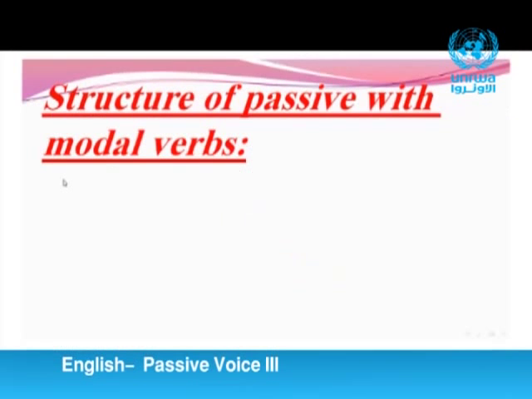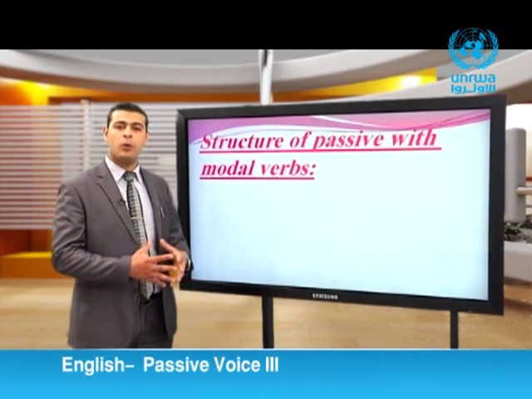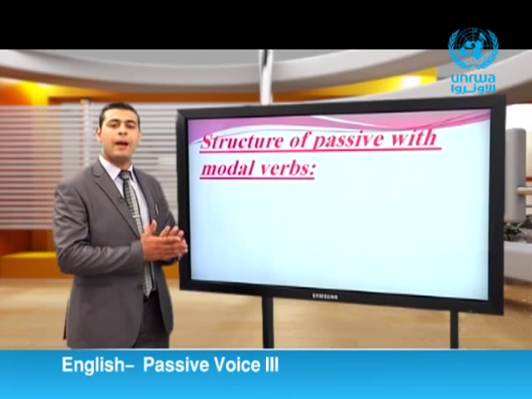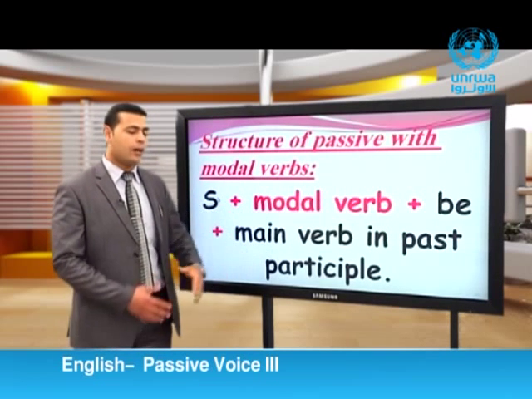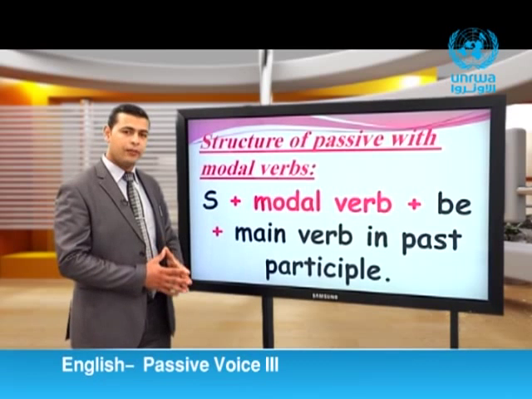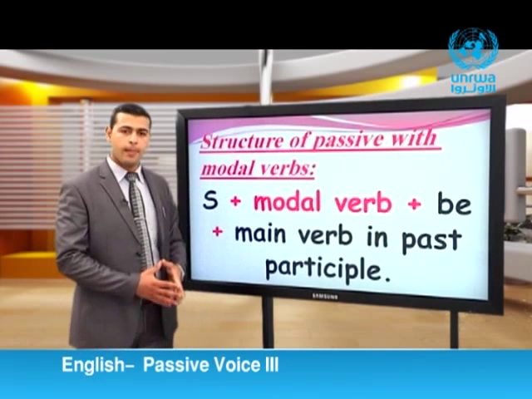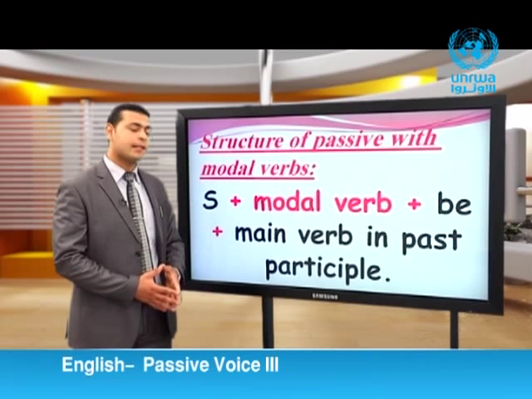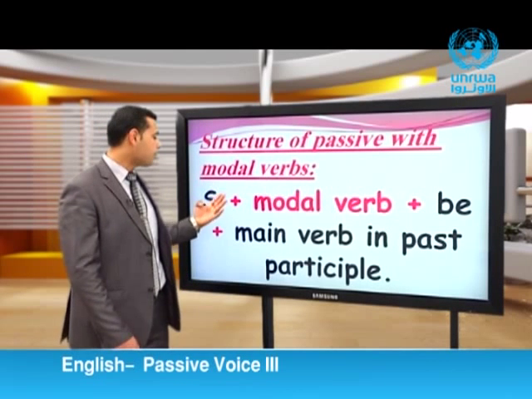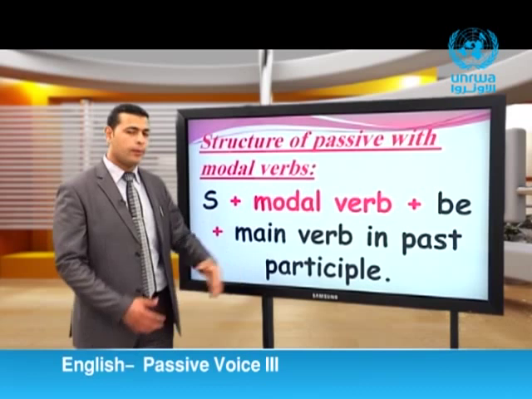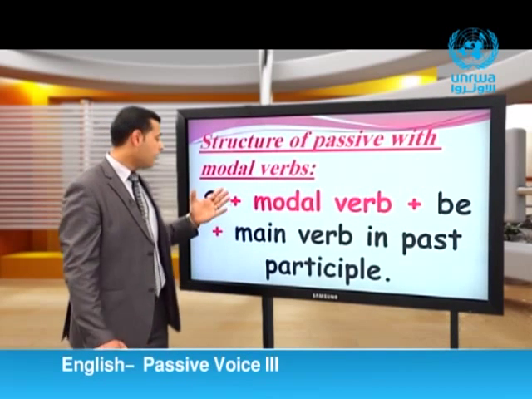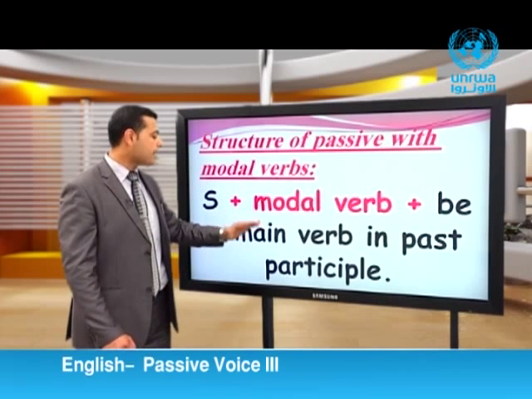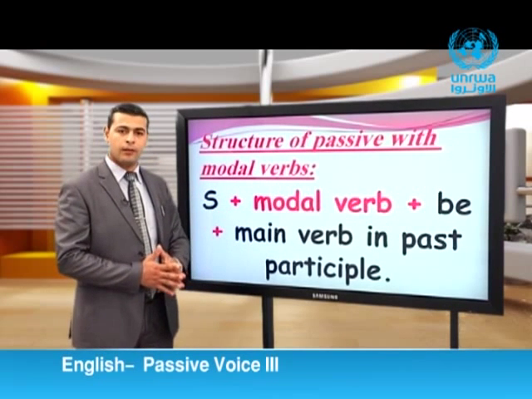Alright, let's look at the structure of the passive voice with modal verbs. الشكل العام أو التركيب العام للمبني للمجهول مع الأفعال الناقصة. Subject plus a modal verb plus be plus main verb in the past participle. Again, subject الفاعل plus a modal verb plus be, and take care, be not been, okay? Subject plus modal verb plus be plus main verb in the past participle.